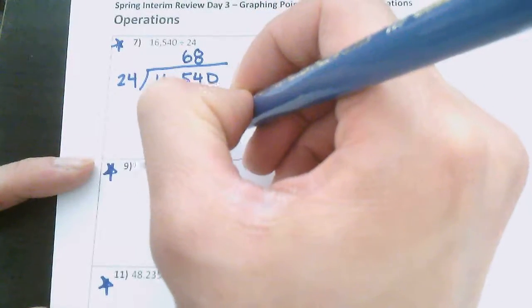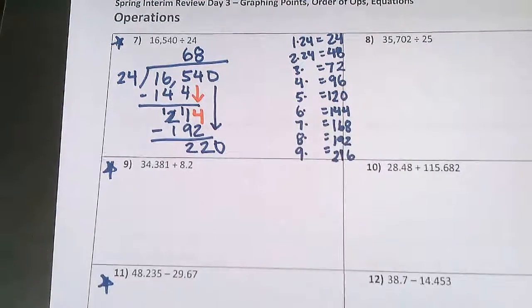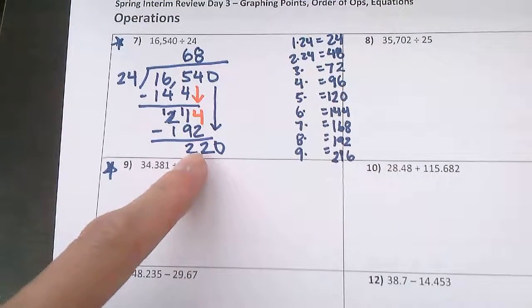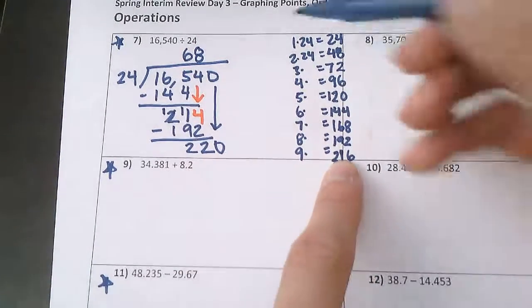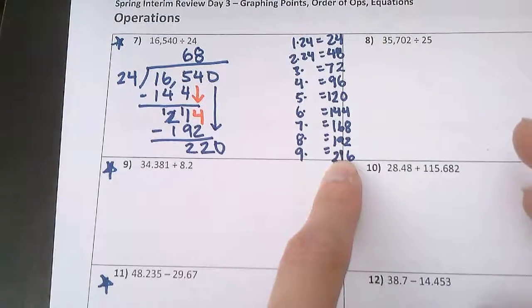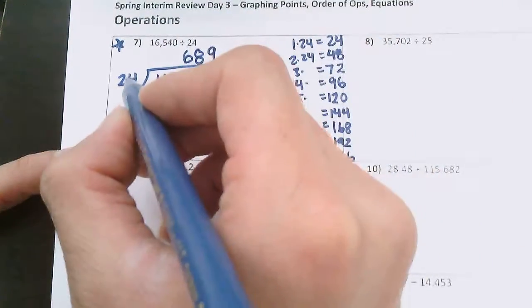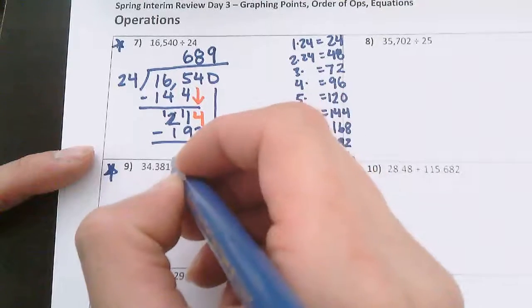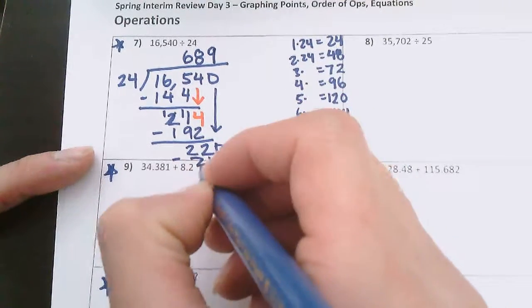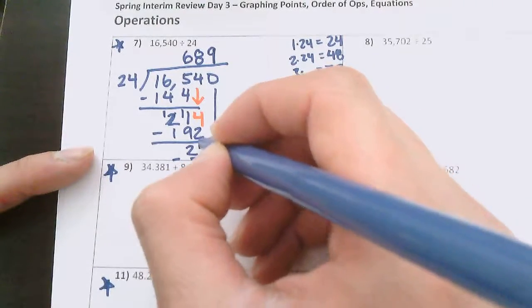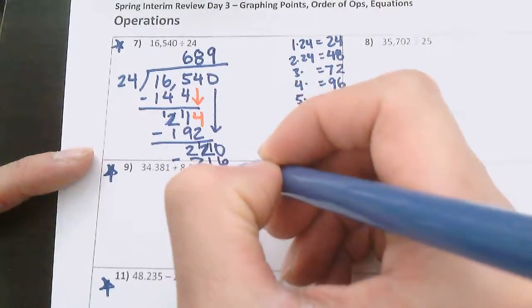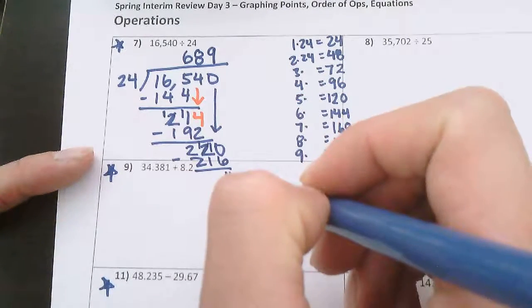Bring down the next number, which is a 0. How many times can 24 go into 220? Well, 9 times 24 is 216. 10 times 24, we just add a 0, is 240, which is too many. So you know it has to be 9. So we'll put 9 here. And then 9 times 24, we know is 216. So minus 216 here. 0 minus 6, let's borrow 1. So 10 minus 6 is 4. Right, that's going to be it.